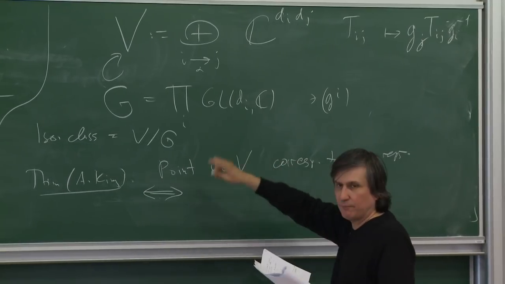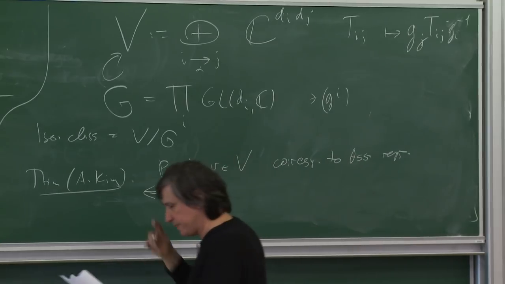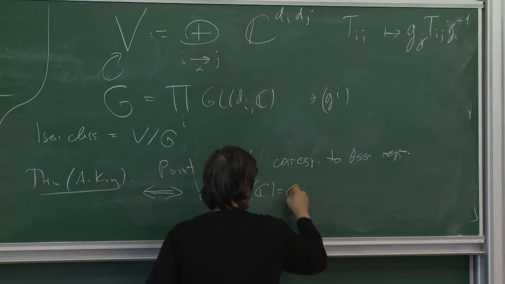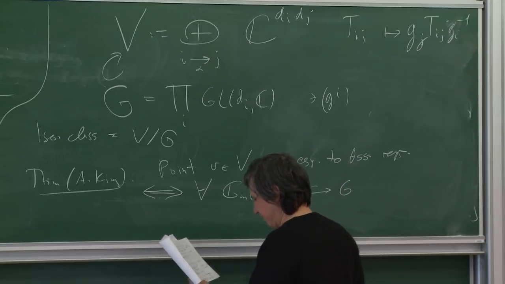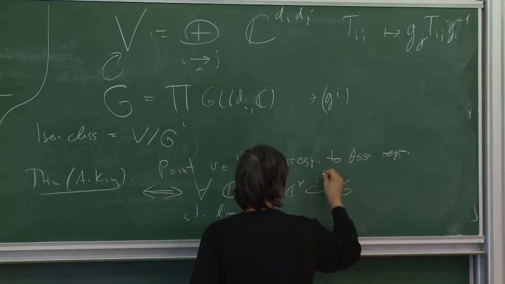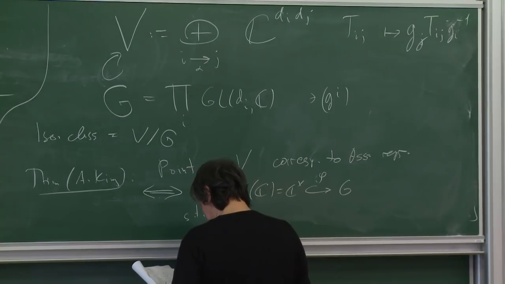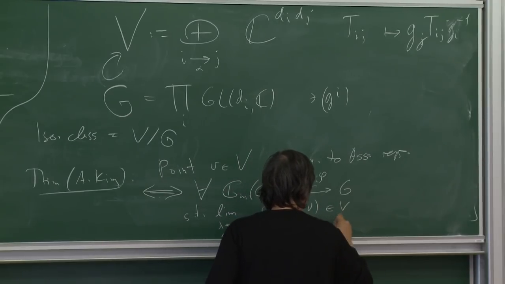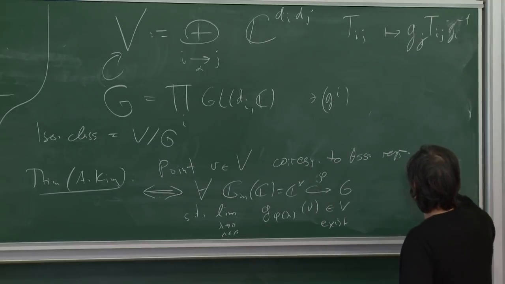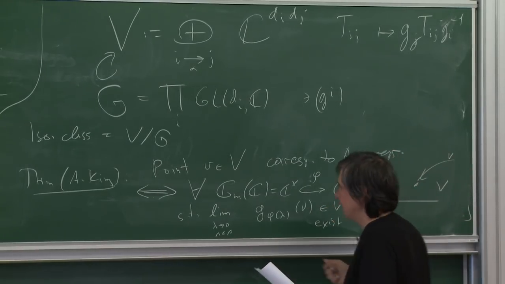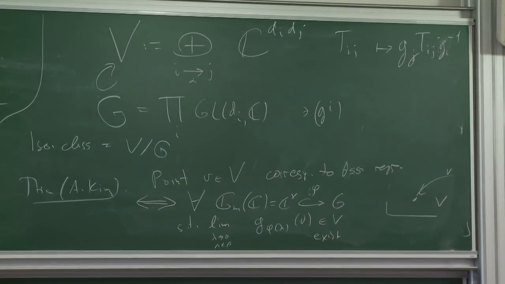one can formulate a question about submodules, but one can translate it geometrically to the action of the group on the vector space: for any one parameter subgroup, G_m, that is C star, embedded into G, such that the limit, as lambda goes to 0, lambda a complex number, with the inclusion denoted by phi, of g of phi of lambda of V exists. So you get some one parameter subgroup, and V goes to some point inside the vector space. Then for such a one parameter subgroup, certain things should be positive.